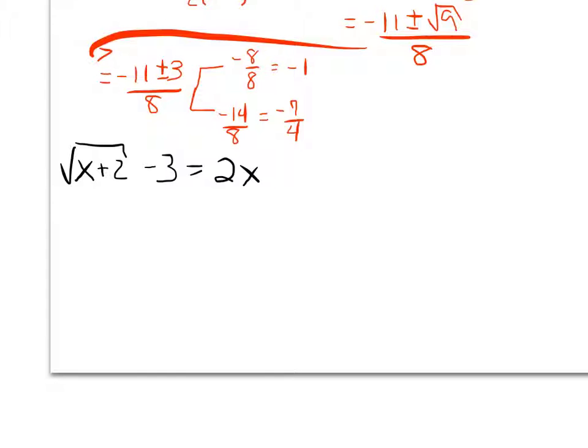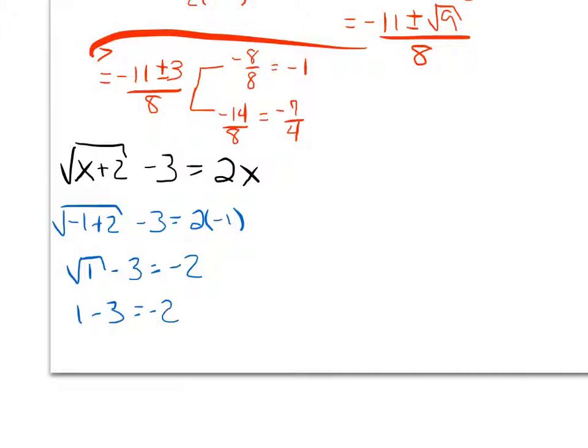So I'm going to start by plugging my negative 1 in. When I plug negative 1 in, I end up with the square root of negative 1 plus 2 minus 3 equals 2 times negative 1, which gives me the square root of 1 minus 3 equals negative 2. Well, 1 minus 3 equals negative 2. That's true, so this is a solution.